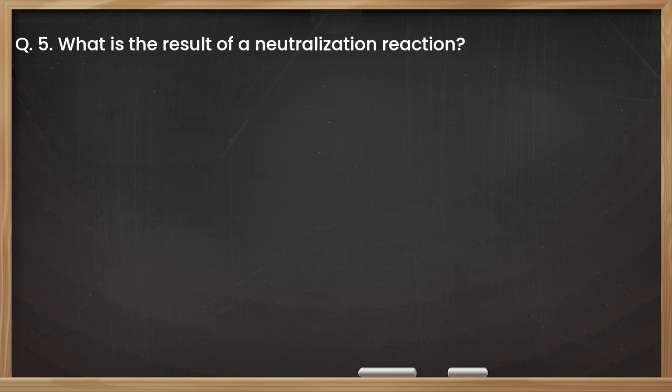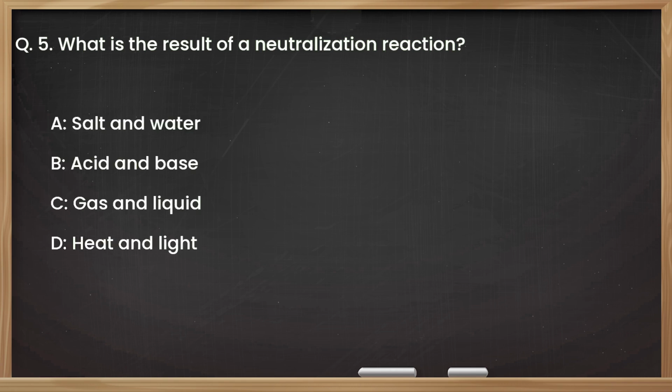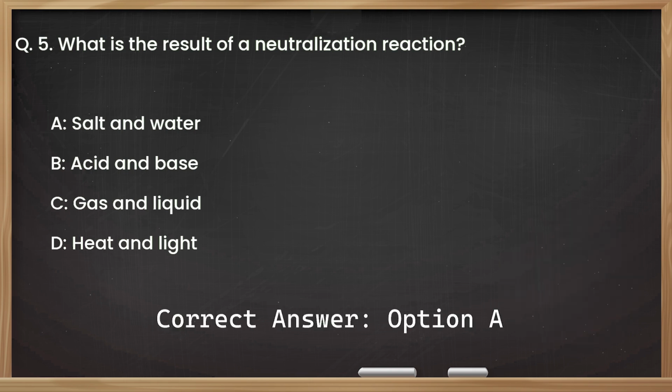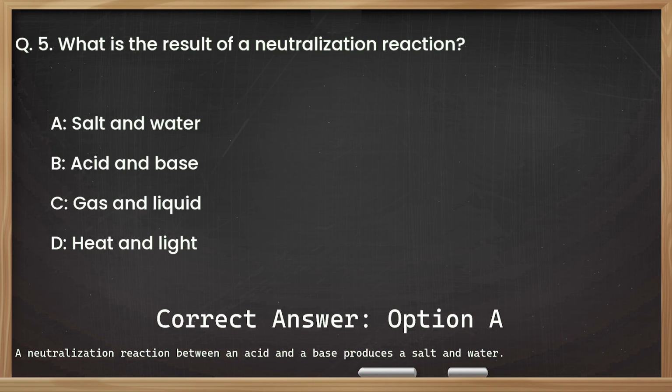Question 5. What is the result of a neutralization reaction? Option A, salt and water. Option B, acid and base. Option C, gas and liquid. Option D, heat and light. You have 5 seconds to answer the question. The correct answer is option A, which is salt and water. A neutralization reaction between an acid and a base produces a salt and water.